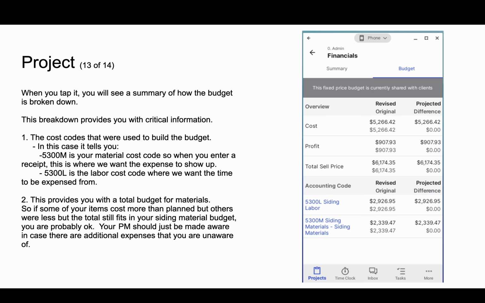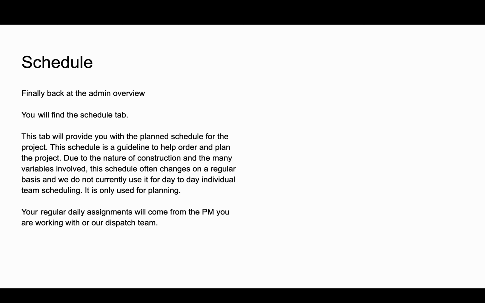Finally, let's go back to the admin overview. Here you're going to find the Schedule tab. This tab will provide you with a planned schedule for the project, and this schedule is a guideline to help order and plan the project.